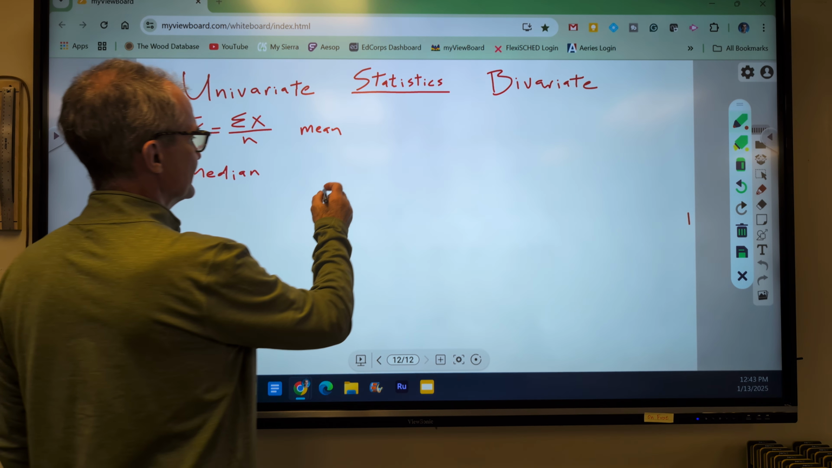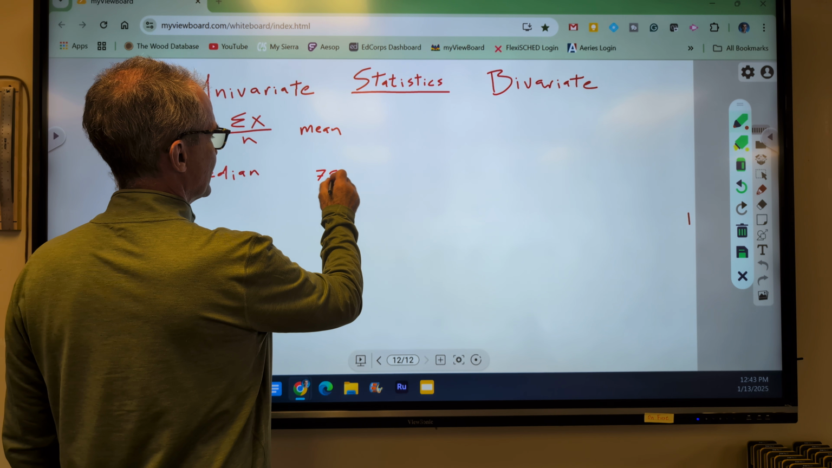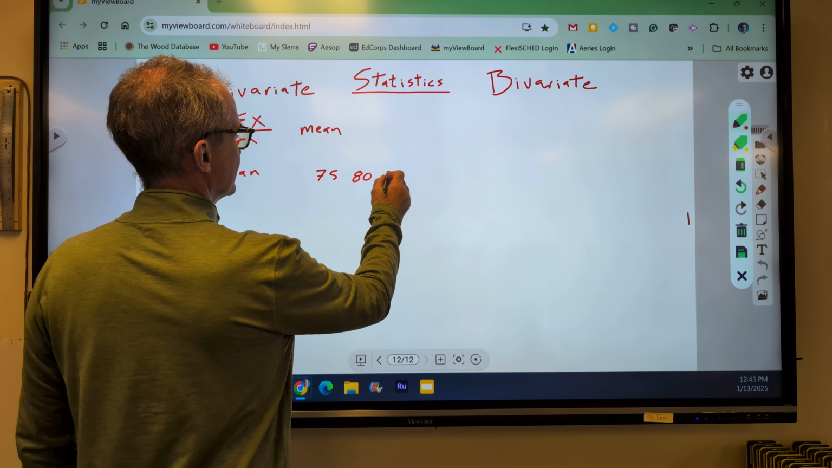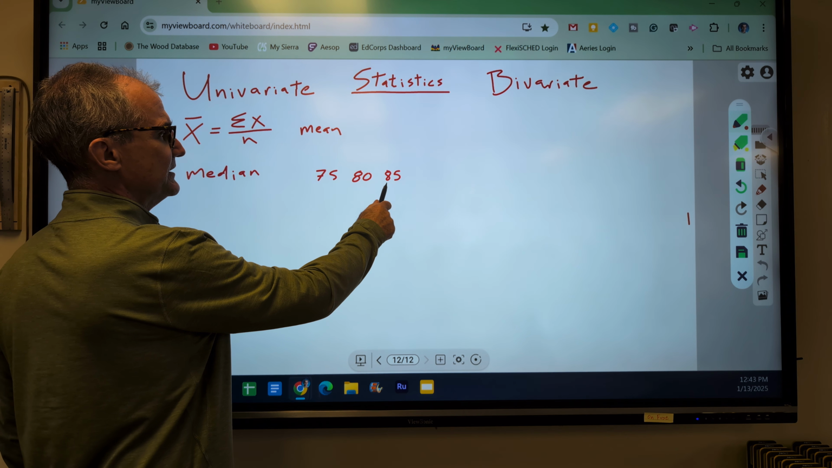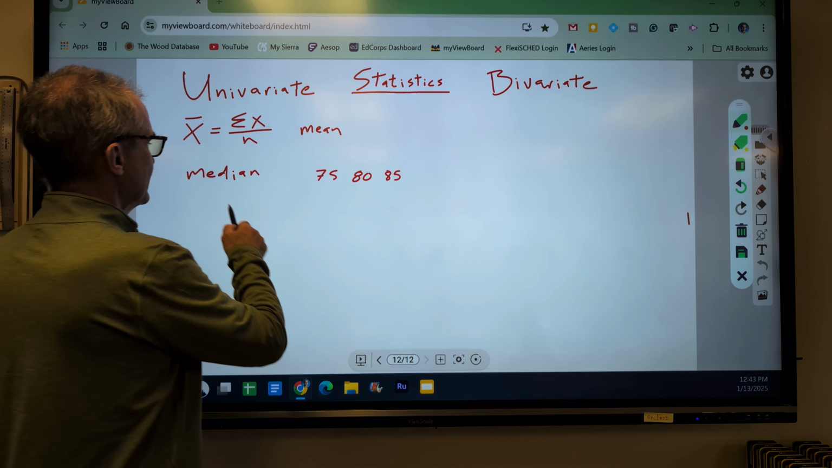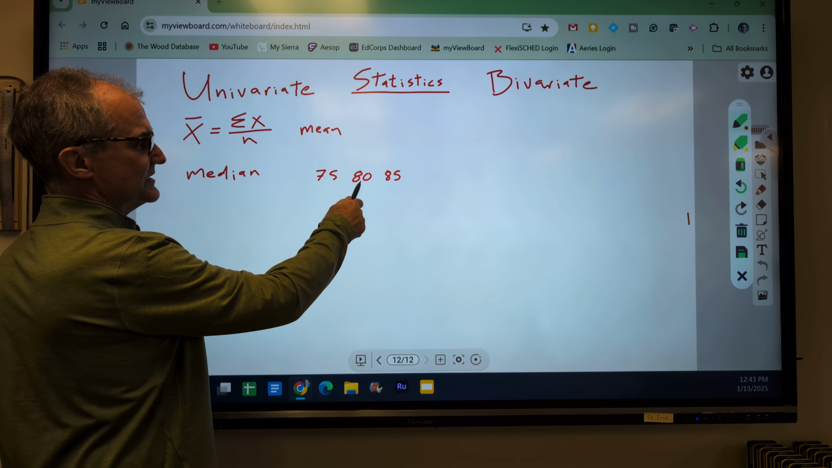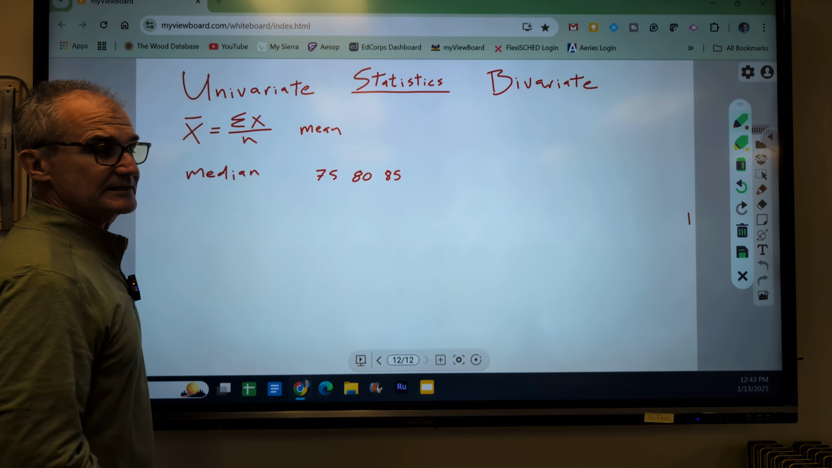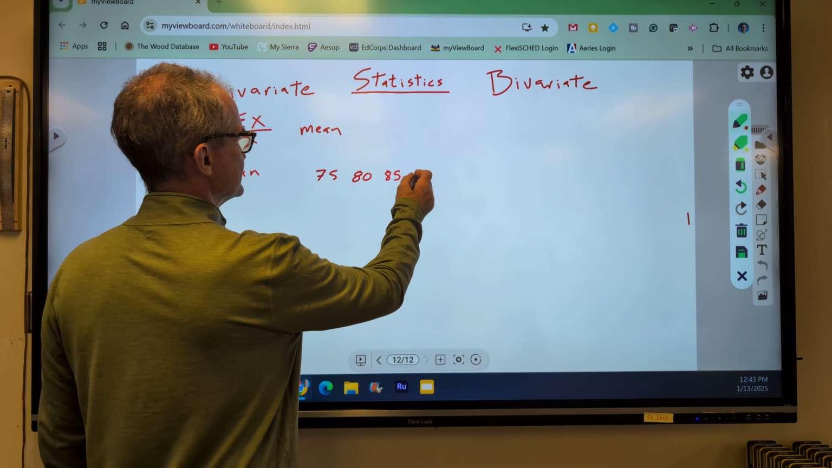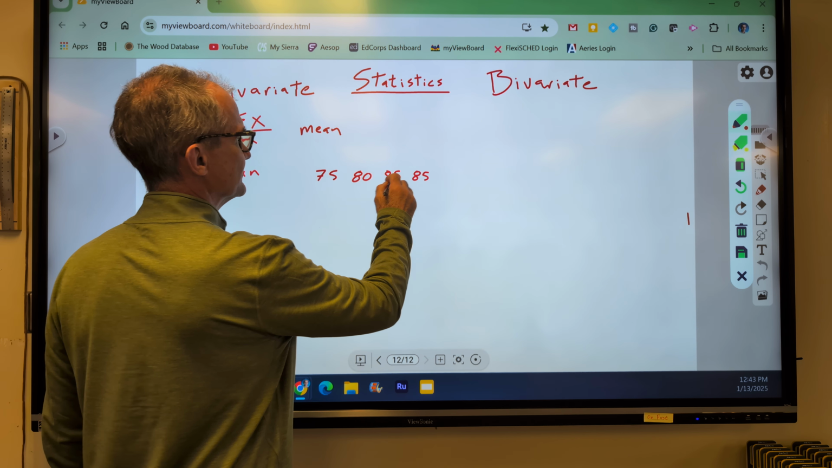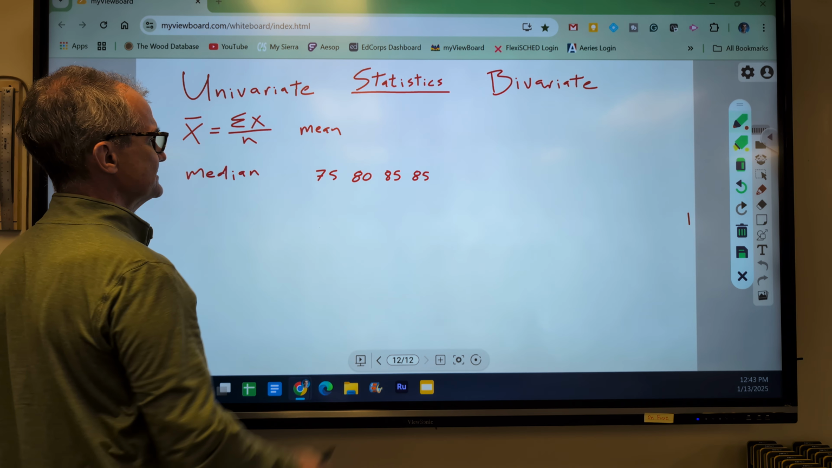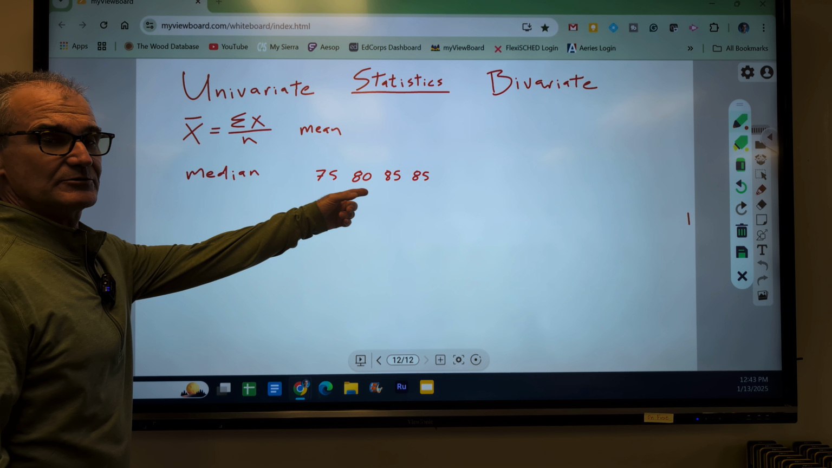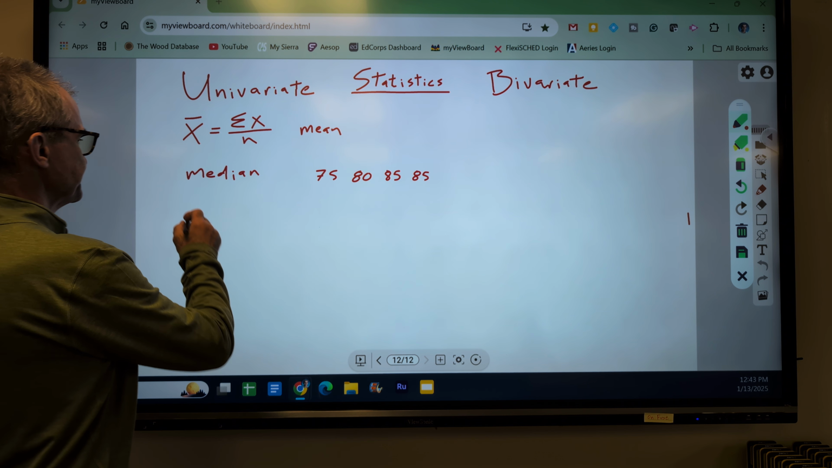So if I have grades that say 75, 80, 85, the average, I would add up all three, divide by 3 and get 80. And in this case, the median would be the same. The median would be the 80 as well. If I had, say, 4 values, another value of 85, then the median would be the average of these two. So the median in this case would be 82.5.